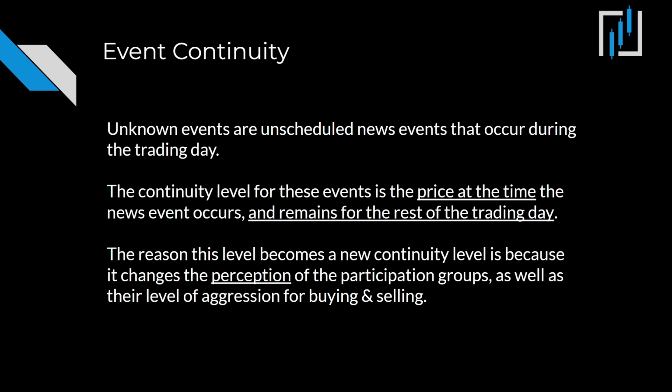Unknown events are unscheduled news events that occur during the trading day. The continuity level for these events is the price at the time that the news event occurs, and that remains for the rest of the trading day. The reason this becomes a continuity level is because it changes the perception of the participation groups, as well as their levels of aggression of buying or selling.